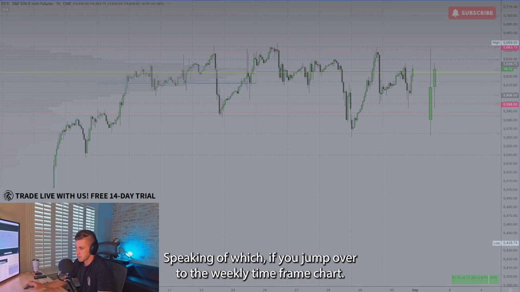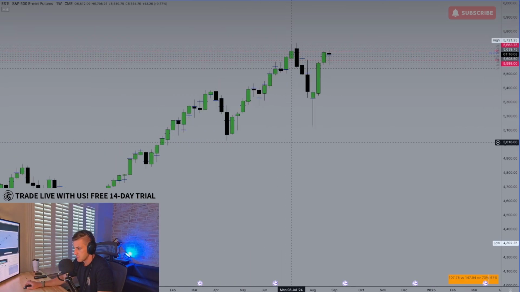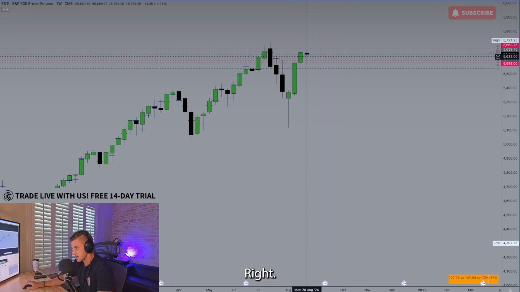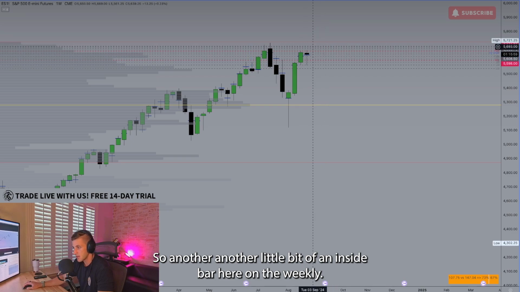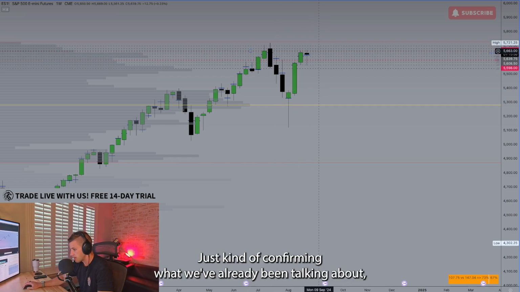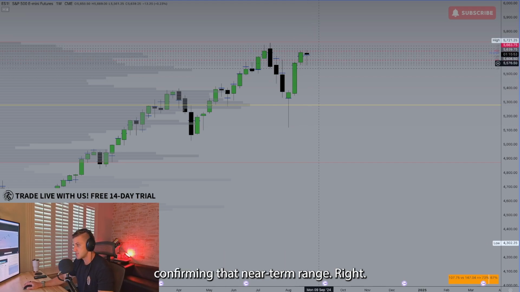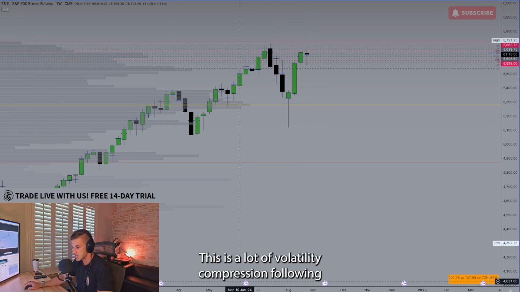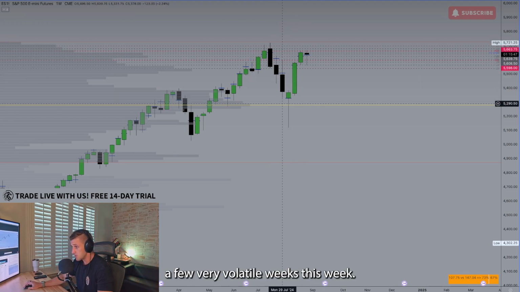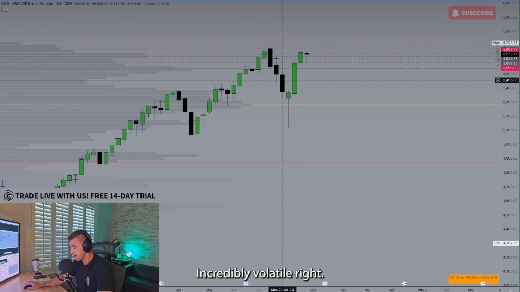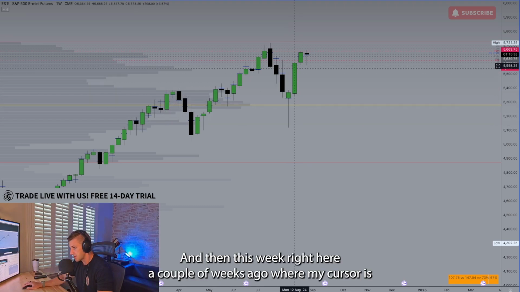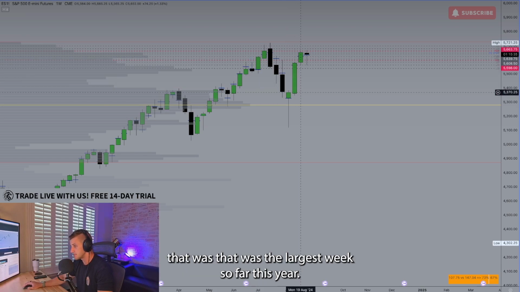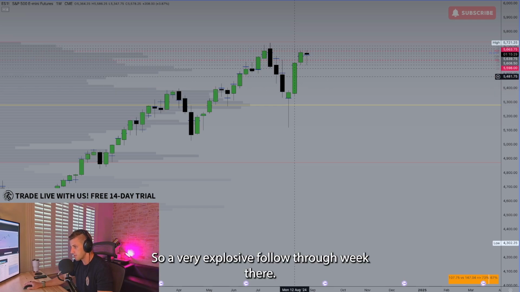Speaking of which, if you jump over to the weekly time frame chart, take a look at this. Right, just another bar within that prior bar. So another little bit of an inside bar here on the weekly, just kind of confirming what we've already been talking about, confirming that near-term range, right? This is a lot of volatility compression following a few very volatile weeks. Definitely this early August, very volatile. And then this week right here, a couple of weeks ago, where my cursor is, that was the largest week so far this year. So a very explosive follow through week there.